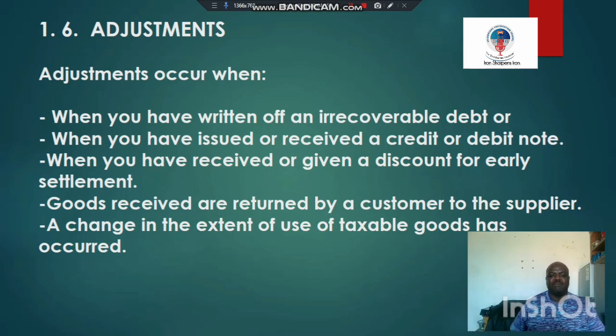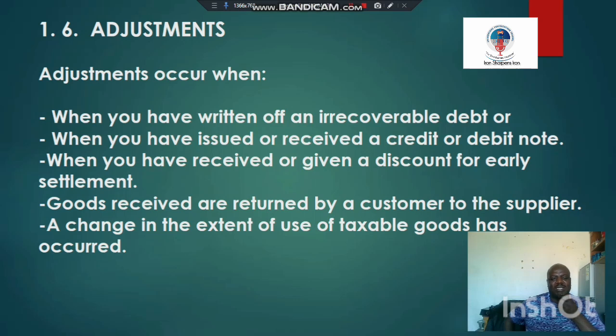That's what happens. Now, goods received are returned by a customer to the supplier, or your customer has returned goods to you. That necessitates an adjustment because the value changes. That's why we have that adjustment on the VAT column. Now, say there's a change in the extent of use of taxable goods. That's what I'm busy with.